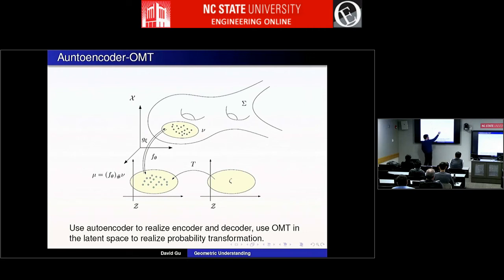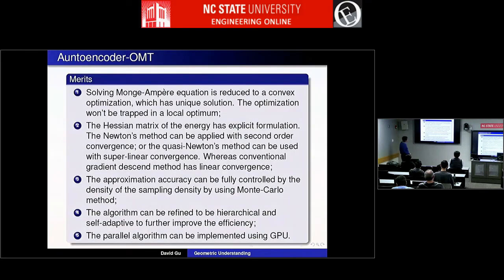This part we can separate and solve using the geometric PDE method. Therefore, this part becomes totally transparent, which is convex and easy to analyze and control. But the other part is still a black box. Then we make the whole model part black box, part transparent. Solving the Monge-Ampère equation reduces to a convex optimization, which has a unique solution. Then the optimization will not be trapped in a local optimum. The Hessian matrix can be computed, so we can use Newton's method or quasi-Newton to improve the convergence. Then the approximation accuracy can be fully controlled and analyzed. Also the OMT part can be parallelized.